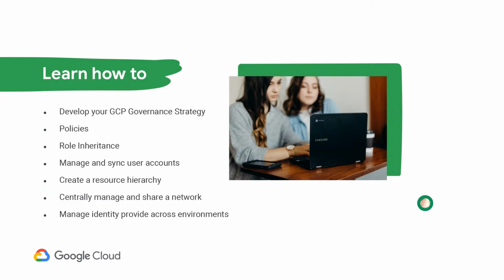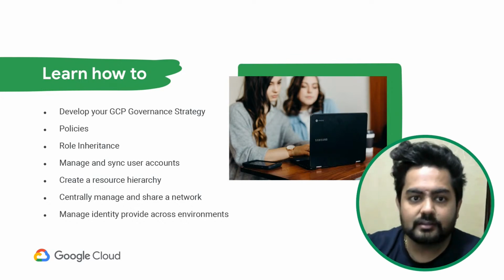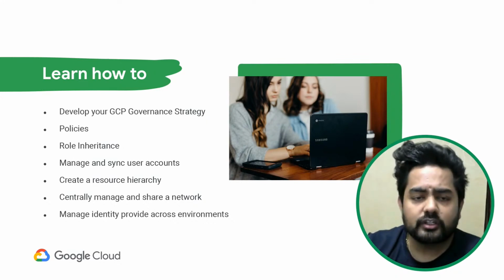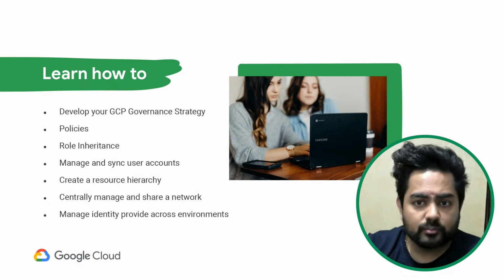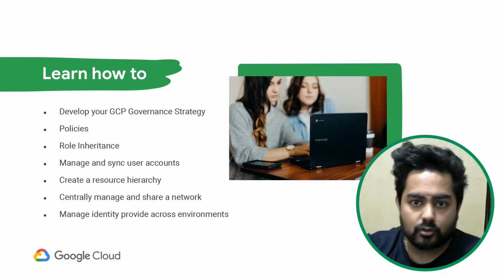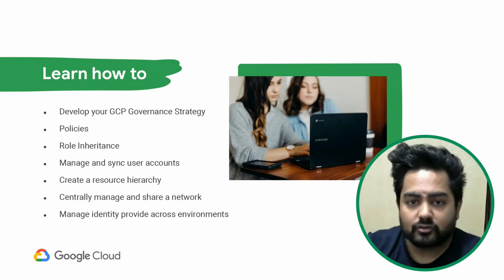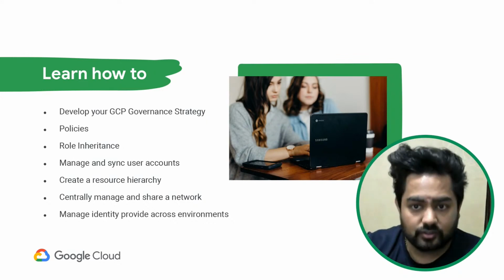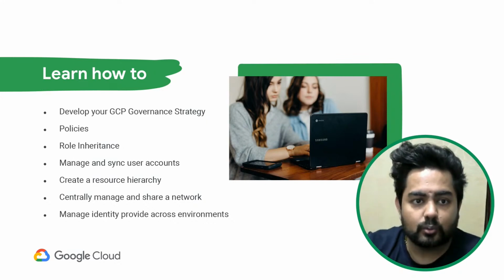Let's get started. In this section, we are going to learn how we create and manage user identities in the cloud using something called Cloud Identity. We'll learn how to sync your current users and groups from your on-prem environment to the cloud using some automation tool. We'll learn some of the best practices for how to structure the resource hierarchy, and how to manage it when your cloud footprint grows. You'll learn about centrally managing a single network across multiple projects, which is called a shared VPC. And finally, we're going to learn how to manage the identity provider across the environments.